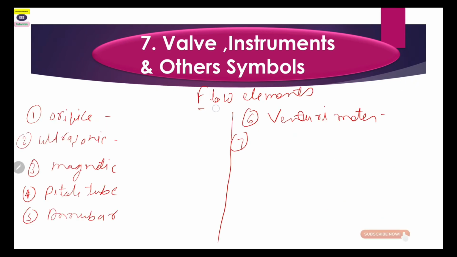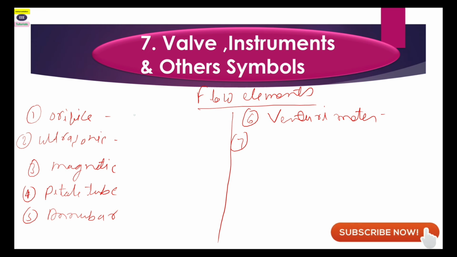Now talking about some flow elements also used in your P&ID. So when we talk about the orifice type of flow meter, then the symbol is given this way. This is the type of the orifice. When we talk about the ultrasonic, then it is simply drawn like this, and when we talk about the magnetic flow meter, it is simply given M. And when we talk about pitot tube, then simply this is the symbol of pitot tube.